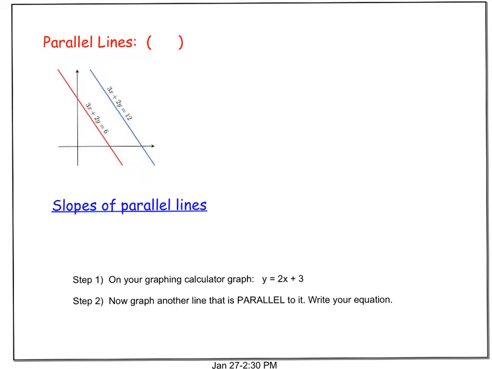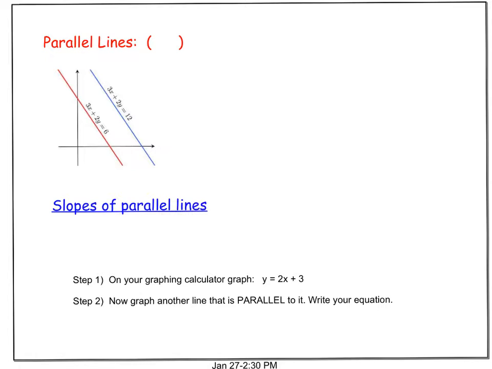I'm sure you're familiar with the term parallel lines, but we're going to dig into it a little bit deeper mathematically in this lesson. Parallel lines are two lines that never intersect. That means they'll never cross each other. There will never be a point where they meet.